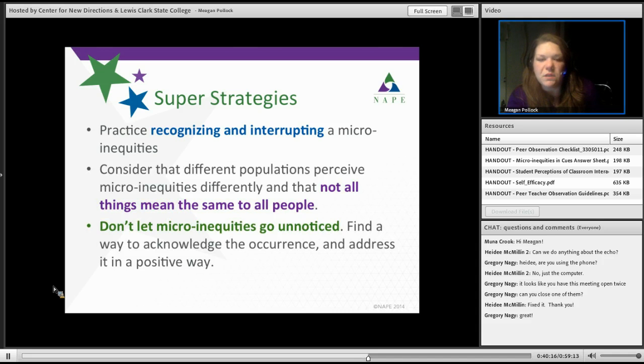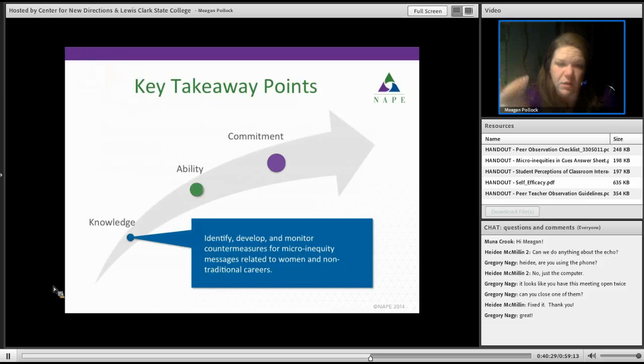And so part of that means that you understand that not all things mean the same things to all people. But essentially, we just can't let these micro inequities go unnoticed. So if something happens and you have some sort of interaction, you're like, wow, that is not what I intended, address it. Figure out a way to positively address it and change it towards the positive so that that doesn't linger with that person.